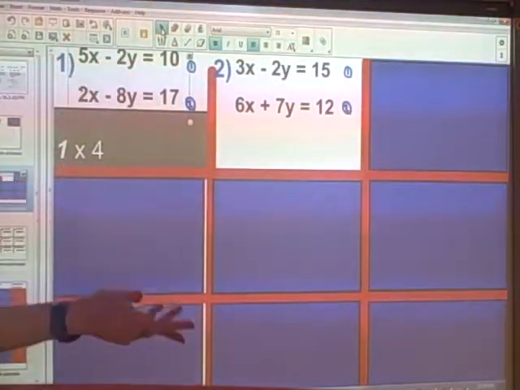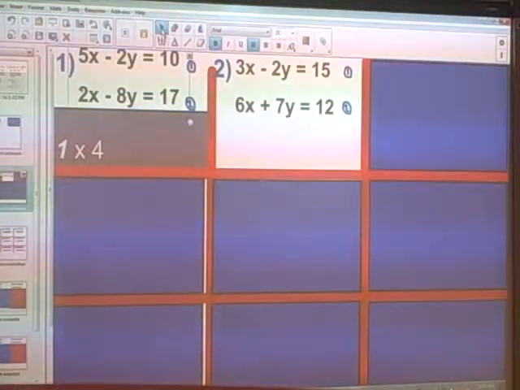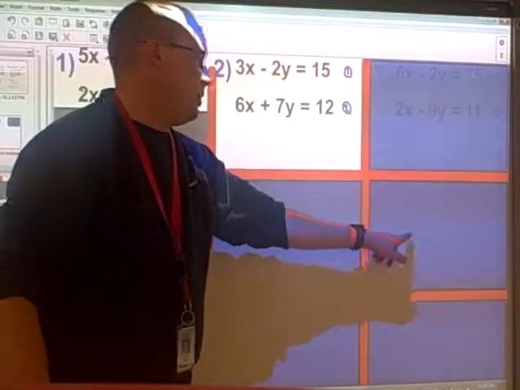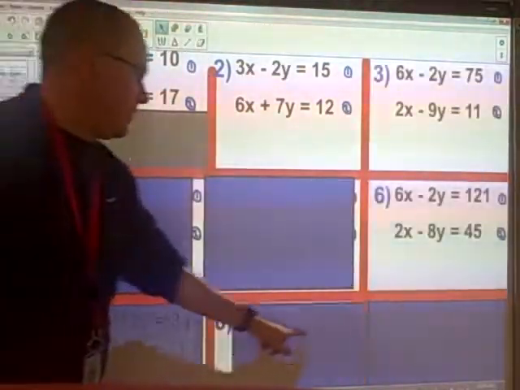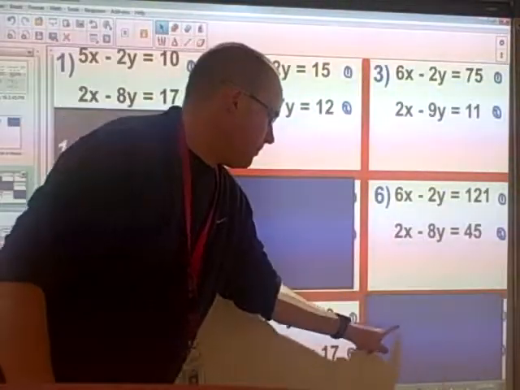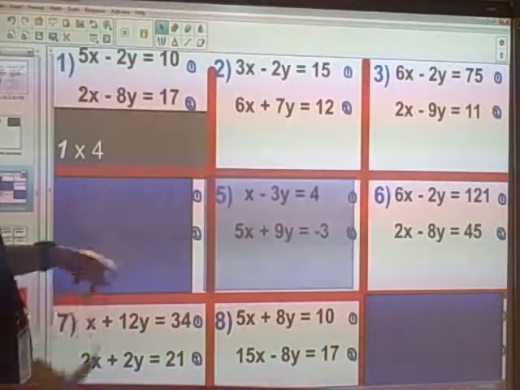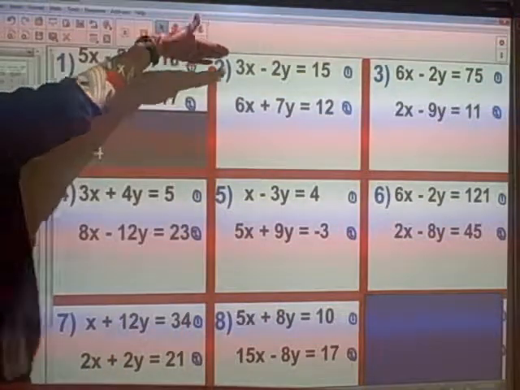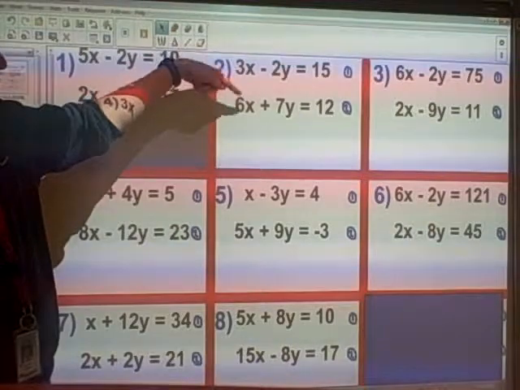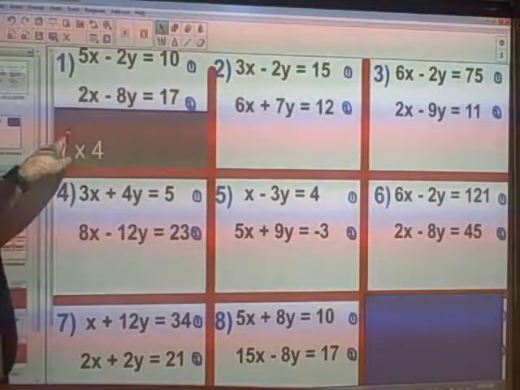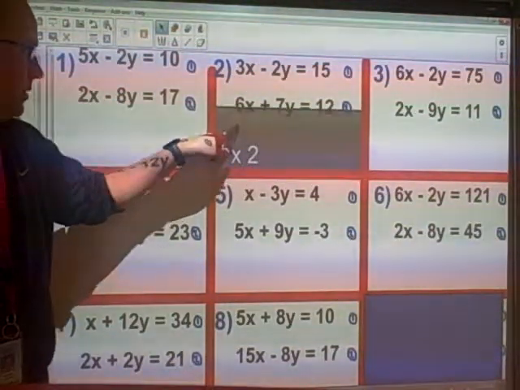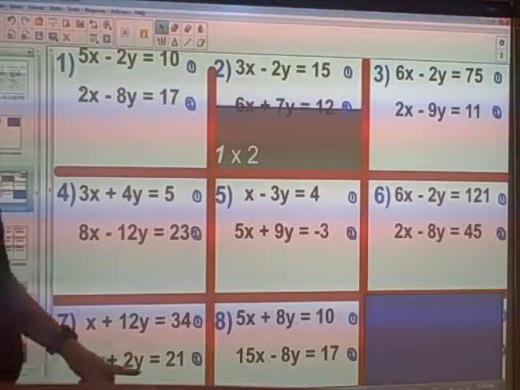Now don't actually try and work these questions out because they're not going to give nice answers. What I'm looking for on here is, can we figure out what we should multiply by to actually give us a question that we can actually answer? So on this second one, I can see for the x's here, if I was to do 3 times 2, that would actually give me 6. So if I was to times the first equation by 2, that would actually work quite nicely.